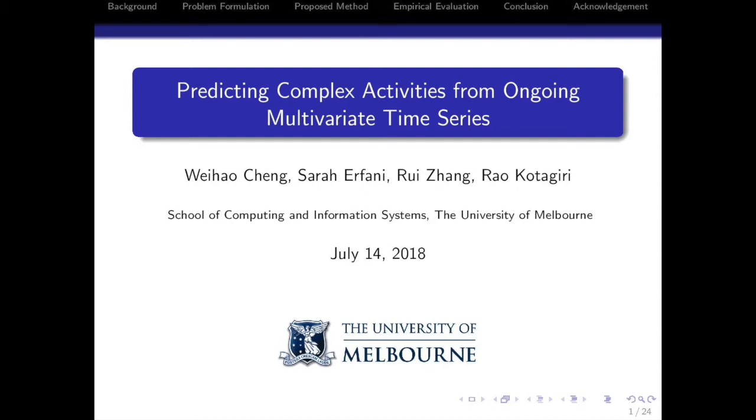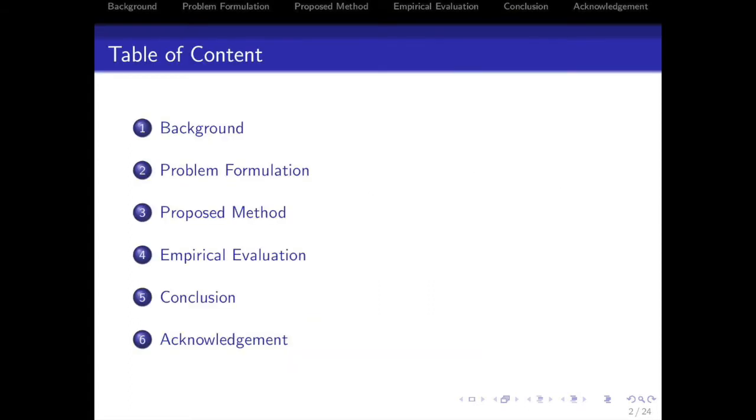Hi, this is Alex. I'm an artificial intelligence voice actor to help Wei Hao present the paper, Predicting Complex Activity from Ongoing Multivariate Time Series. Firstly, we introduce the background of this work. Then, we formalize our research problem. Next, we describe our proposed method to solve the problem. And then, we show the evaluation results. In the end, we make a conclusion.